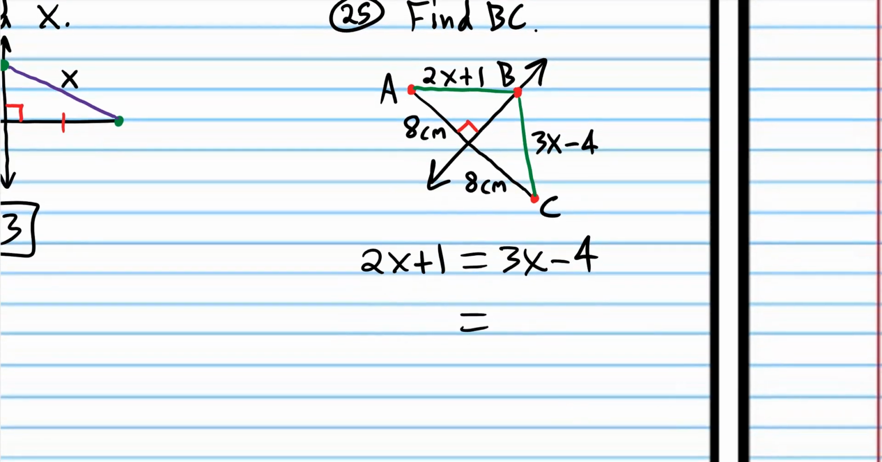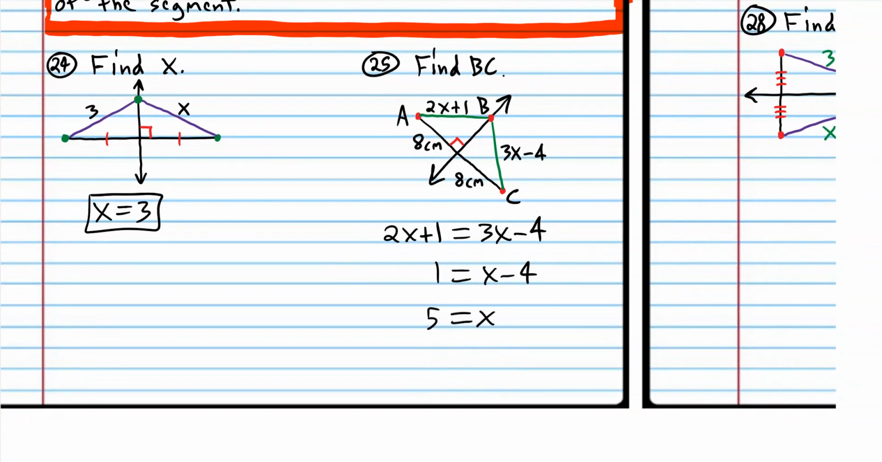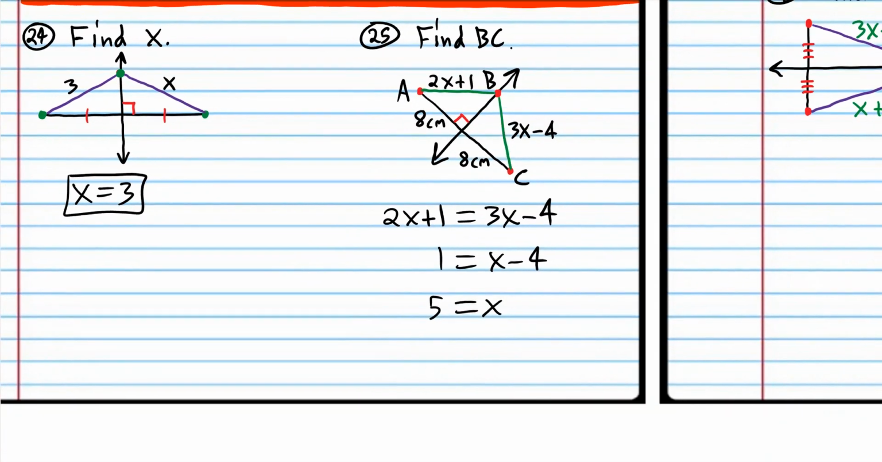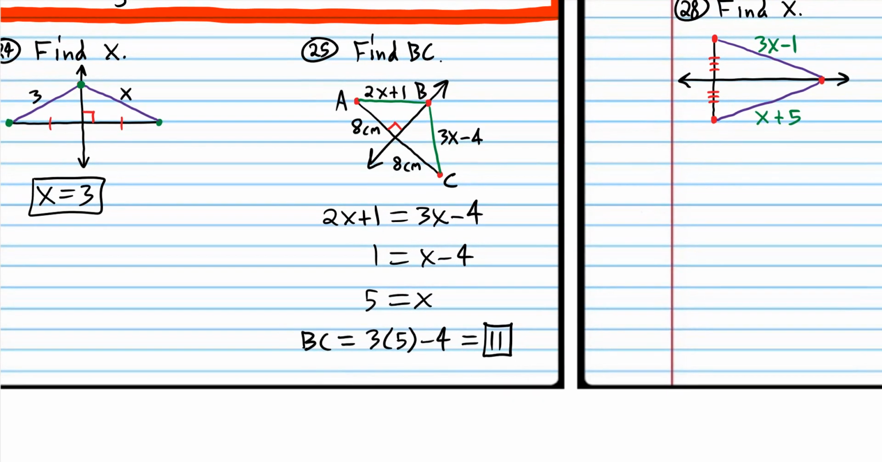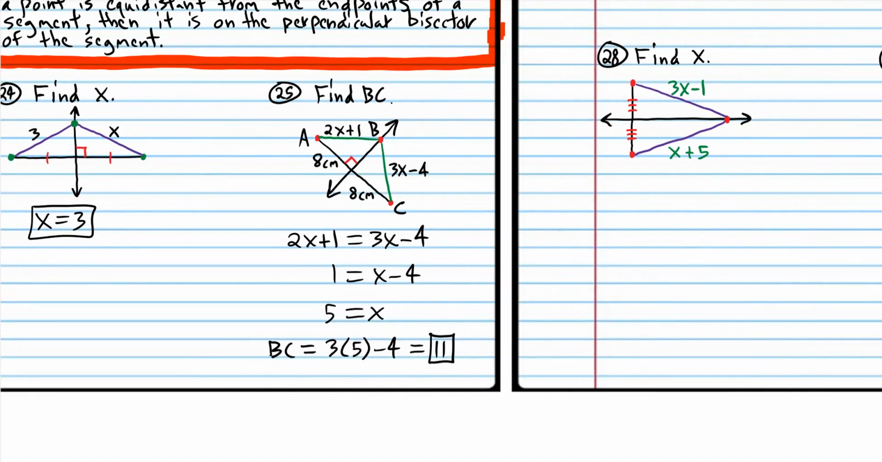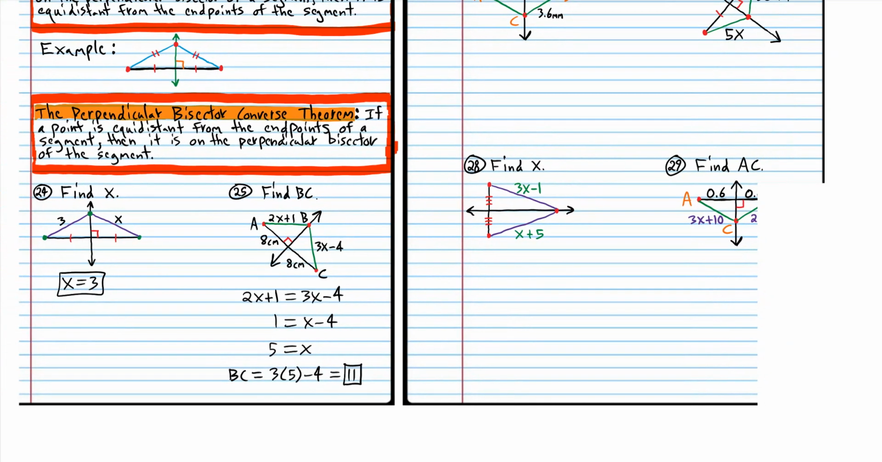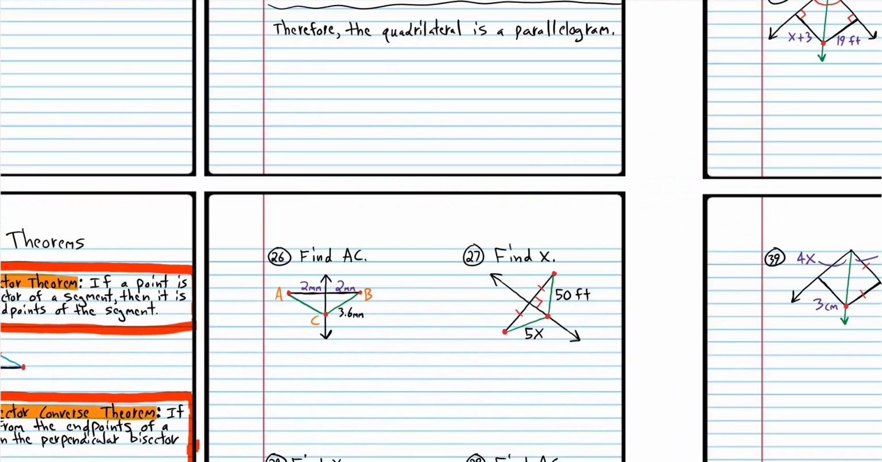And we just subtract 2x from both sides and add 4 to both sides, and we get x is equal to 5. But we're not done because we don't want x. We want BC. So BC is equal to 3 times 5 minus 4, which is 11. And that is the answer for that one. All right. So let's try one more of these before you try one on your own.